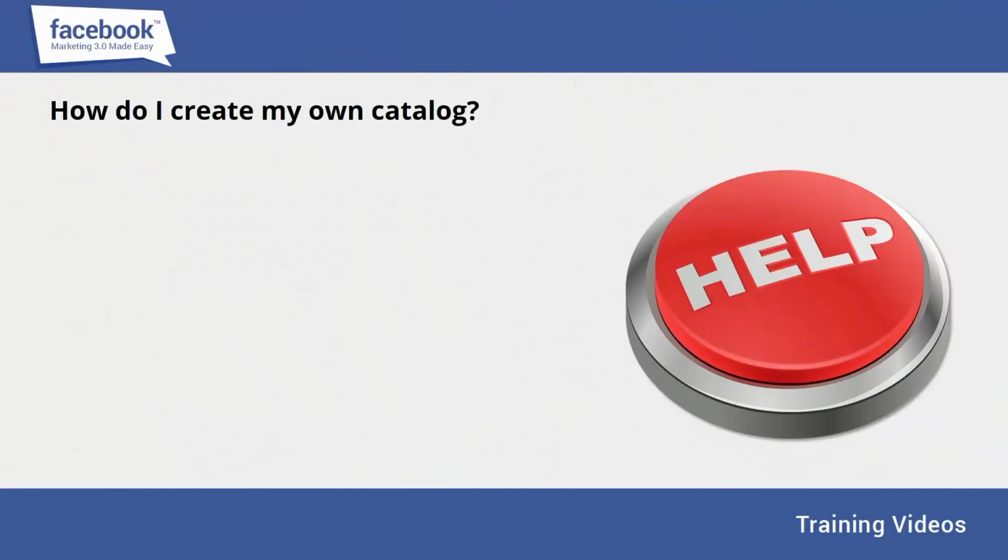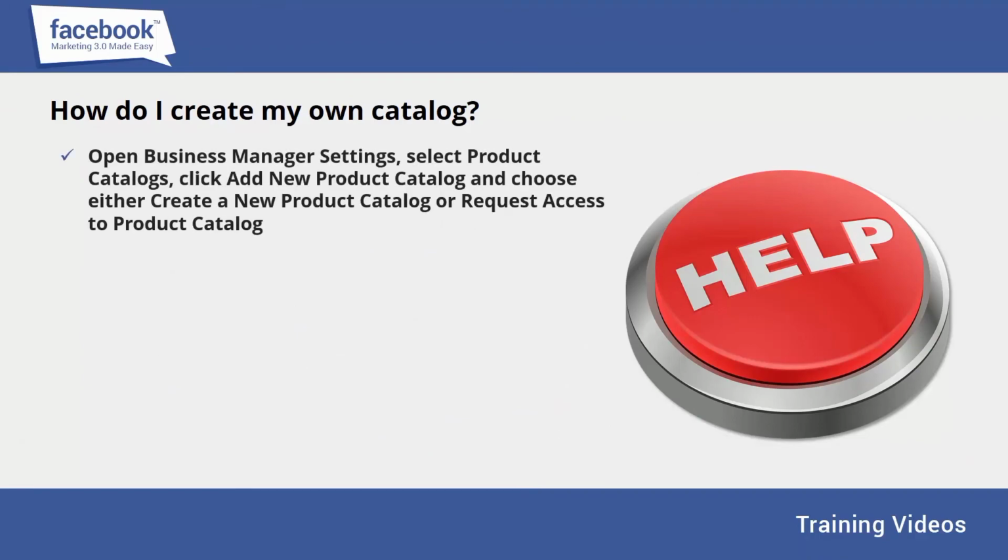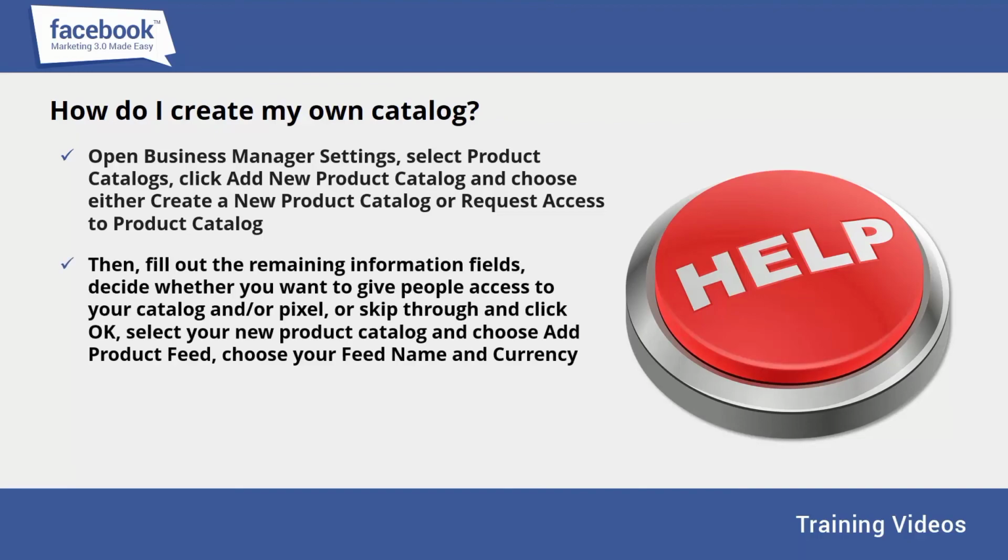How do I create my own catalog? Open Business Manager settings, select Product Catalogs, click Add New Product Catalog, and choose either Create a New Product Catalog or Request Access to Product Catalog. Then, fill out the remaining information fields. Decide whether you want to give people access to your catalog and/or pixel, or skip through and click OK.